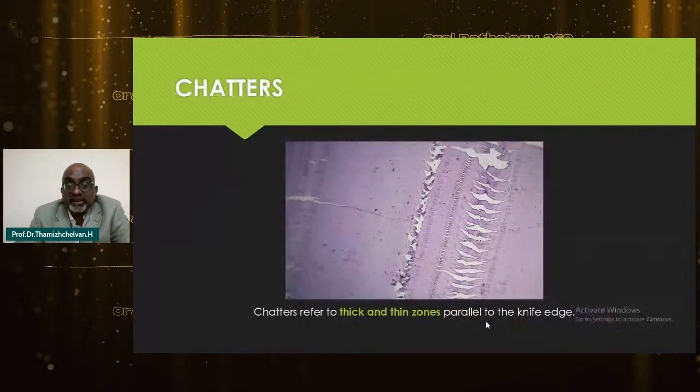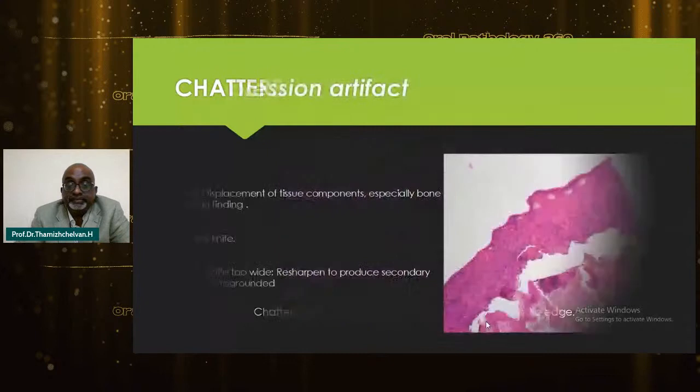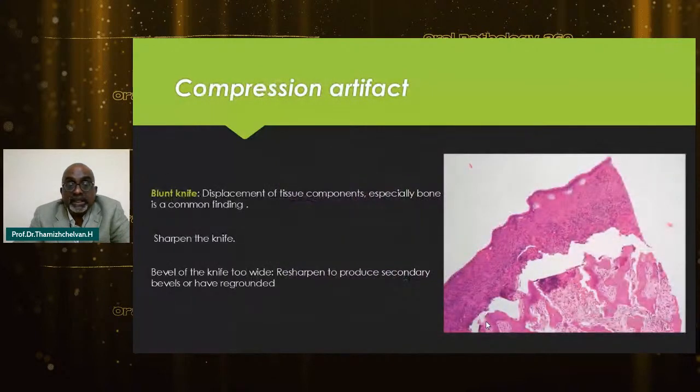And chatters are nothing but thick and thin zones parallel to the knife edge. That's also because of the knife here. And compression artifact is where a blunt knife can show complete displacement of tissue components, especially bone. All you have to do is sharpen the knife. If the bevel of the knife is too high, you have these problems.